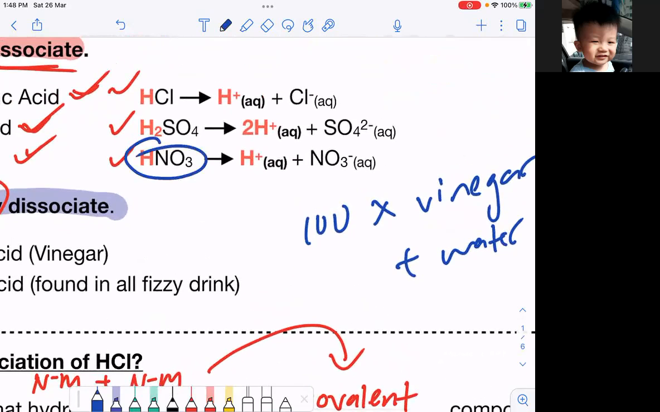100 pieces of nitric acid, 100 pieces of H plus, 100 pieces of this anion. So, now that we understand this, how do we measure the strength of an acid? Literally, we're just measuring the concentration of the H plus ions. The more the better, no, the more toxic. You know, acid can burn you. The more H plus, the more dangerous it is, right?